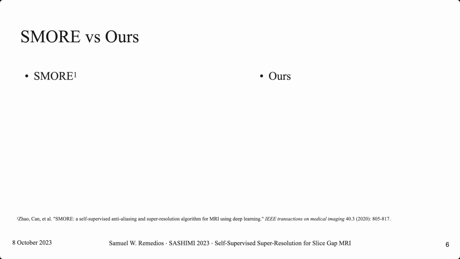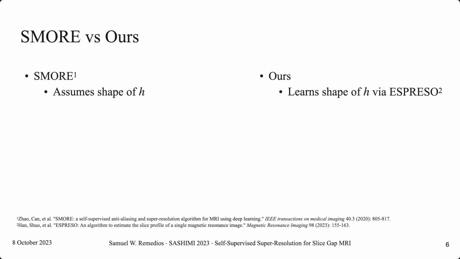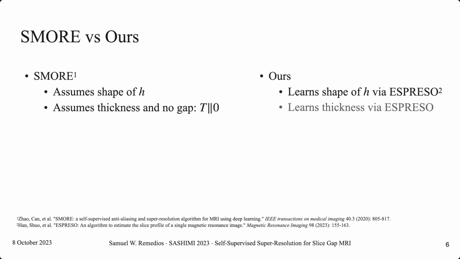However, there was room for improvement, and those enumerate our contributions today. So first, SMORE assumed that H, the blur kernel, had a Gaussian shape. Our method leverages a technique called ESPRESSO, which is a self-supervised technique to estimate a relative blur kernel between the in-plane and through-plane of an anisotropic volume. SMORE also assumed that the full width half max of H was equal to the slice separation, which meant that there was no modeling for slice gaps. Since our H is learned with ESPRESSO, it also models the slice thickness, and therefore models slice gap too.